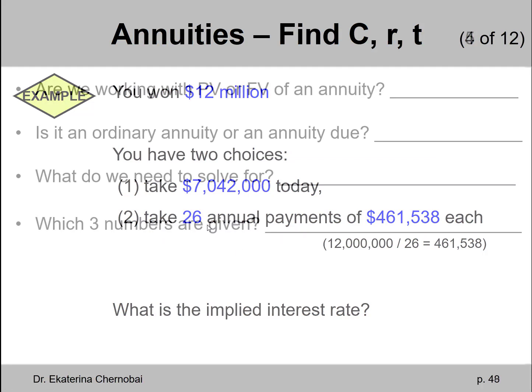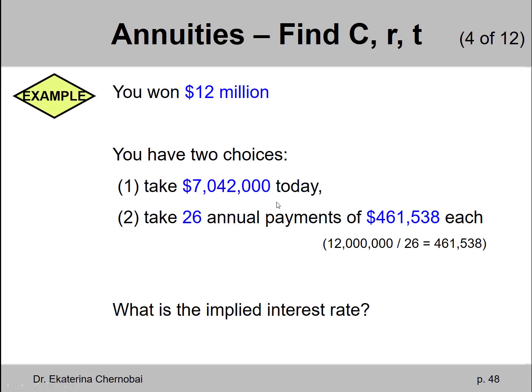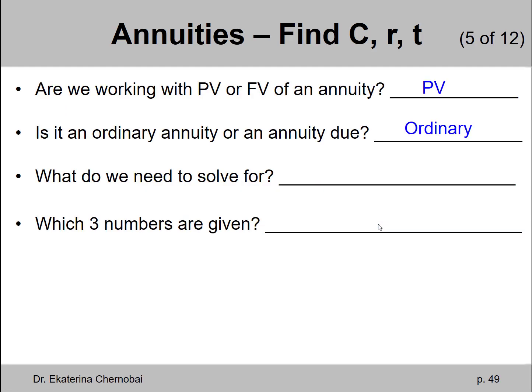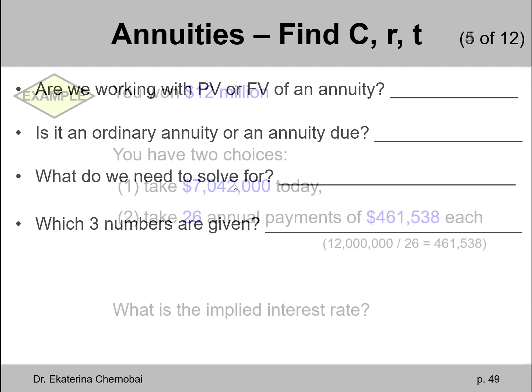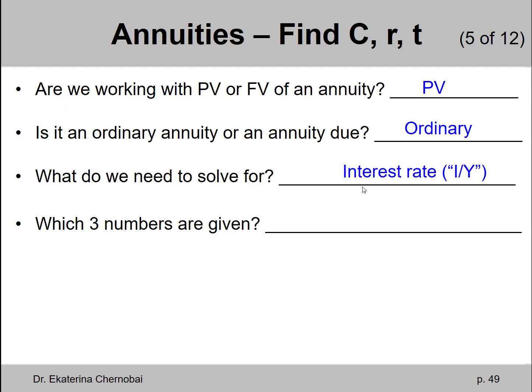So we are working with the present value of an ordinary annuity. All payments will occur at the end of each year. So to collect your first installment, you would need to wait 1 year from today. That's what it means. Then the third question I put here is, what do we need to solve for? Well, the question was about the implied interest rate, so it's pretty straightforward. We need to solve for interest rate. So that's I/Y in the financial calculator, if that's what you will use to calculate the answer. In the formula, that's r, which stands for rate of interest.